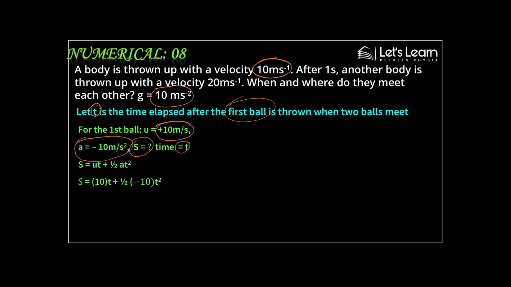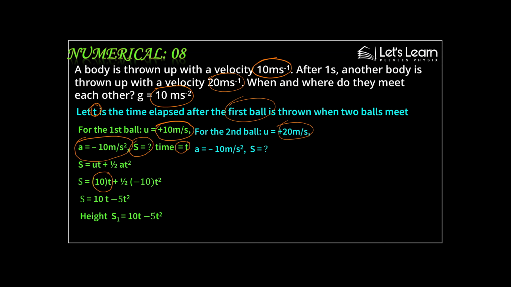Plugging the numbers. S, no idea. U, 10 times t, half a minus 10 times t square, which gives you 10t minus 5t square. Distance traveled by the first ball in the upward direction, 10t minus 5t square. Moving on to the second ball. Starting speed of the second ball is 20 meter per second, upwards, so plus 20. Acceleration same, downwards always minus 10. S we have to find, and how much time it takes.